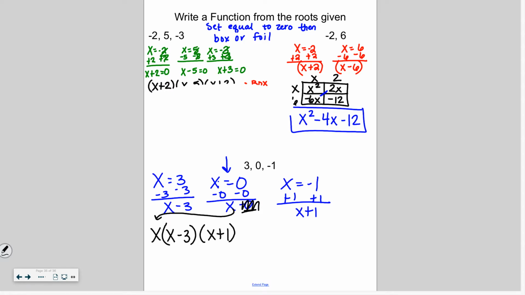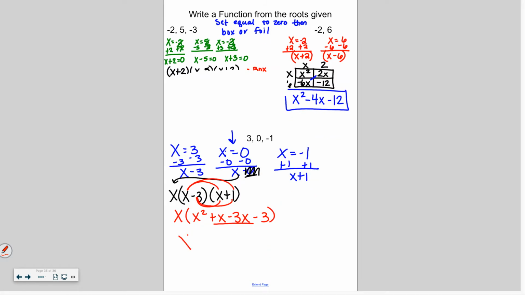So that's what it would look like. So I'm going to box and FOIL x minus 3 and x plus 1, then I'm just going to combine that x back in there. When I box FOIL, that x will stay outside. Then I get x and x gives me x squared. x and 1 gives me an x. Negative 3 and x gives me negative 3x. Negative 3 and 1 gives me negative 3. Combine my like terms. So x out front still, we have x squared minus 2x minus 3.